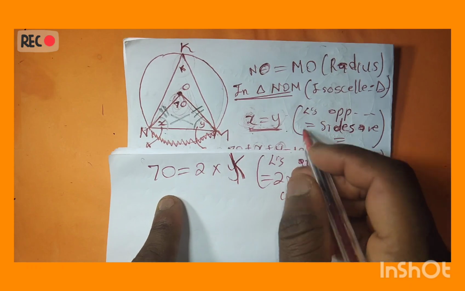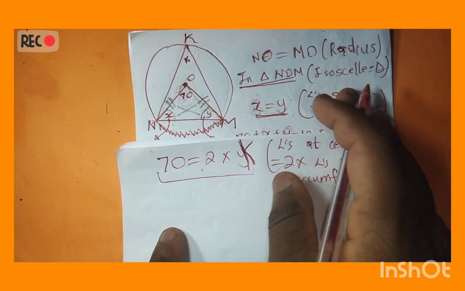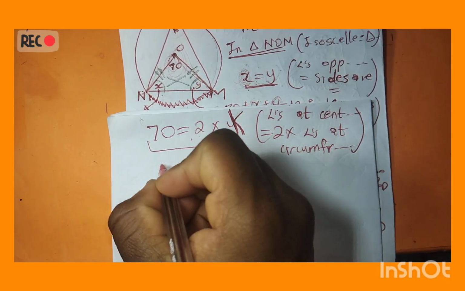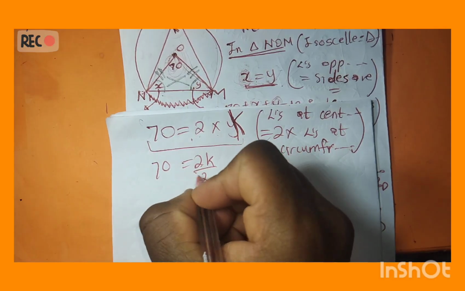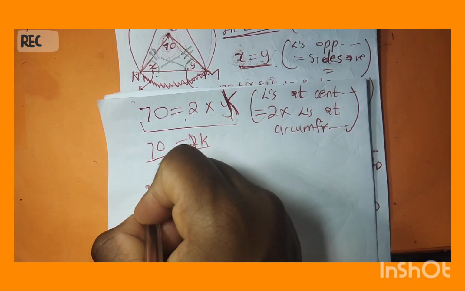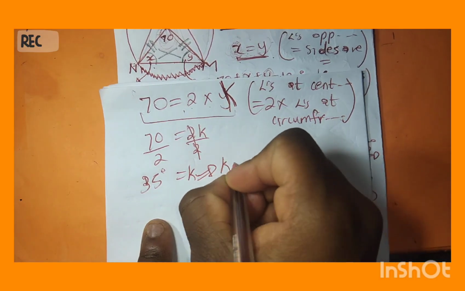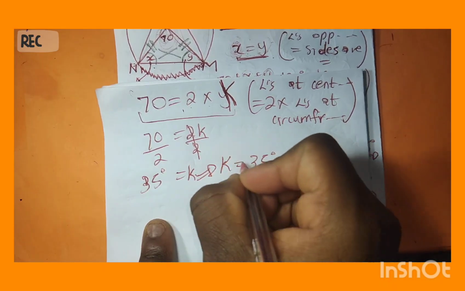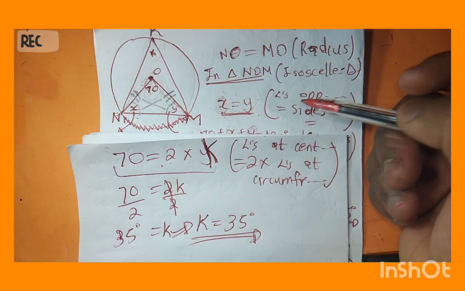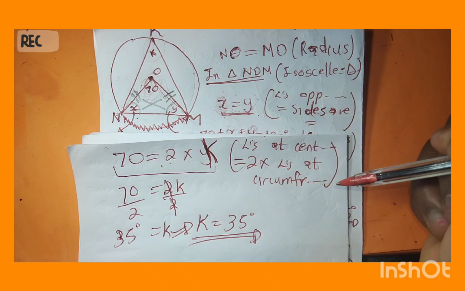Now I can just solve for k. This is an equation I can solve for k: 70 equals 2 multiplied by k, that's 2k. What is in front of k, I divide by it so it gets cancelled, meaning k will be equal to 35 degrees. So I can write k is equal to 35 degrees. Do you see? That's how you can solve for k. Angle at center is equal to 2 times angle at circumference.